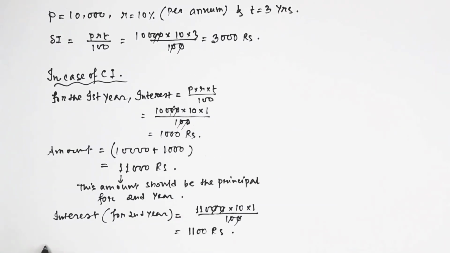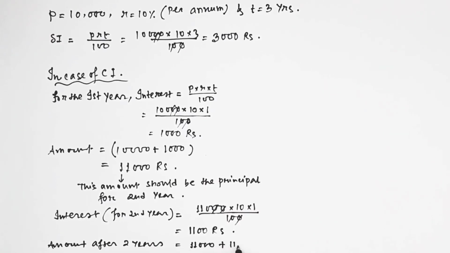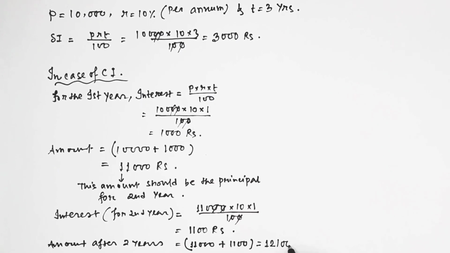The amount after 2 years should be equals to 11,000 plus 1100, that is 12,100 rupees. This 12,100 rupees should be the principal for the third year.